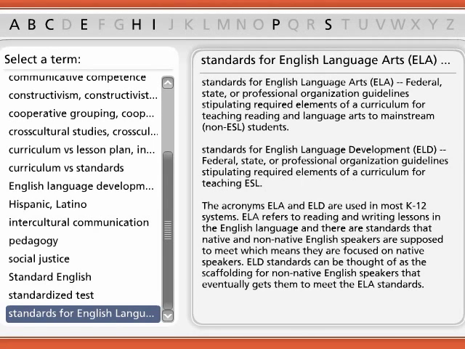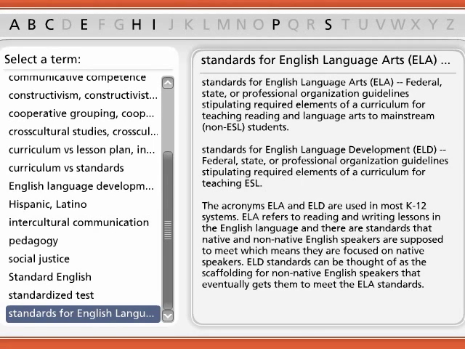Standards for English Language Development, ELD, are federal, state, or professional organization guidelines stipulating required elements of a curriculum for teaching ESL. The acronyms ELA and ELD are used in most K-12 systems, but not beyond K-12. ELA refers to reading and writing lessons in the English language, and there are standards that native and non-native English speakers are supposed to meet, which means they are focused on native speakers. The ELA standards don't focus on non-native speakers, even though they include them.